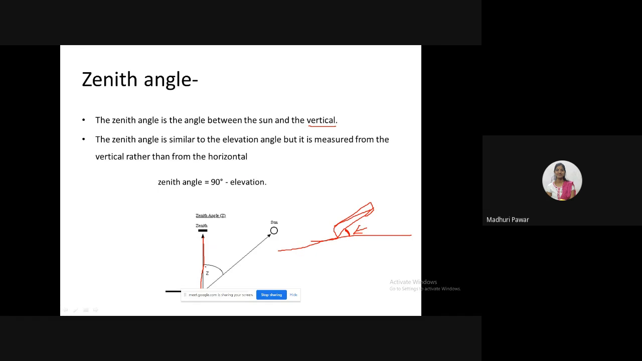We have to measure this angle, and this angle is nothing but the zenith angle, denoted by Z here. The zenith angle is similar to the elevation angle, but it is measured from the vertical rather than from the horizontal. So that is the only difference between the zenith angle and tilt angle, or we can say elevation angle. We measure tilt angle with reference to the horizontal surface, and here we are measuring our angle with reference to the vertical reference.